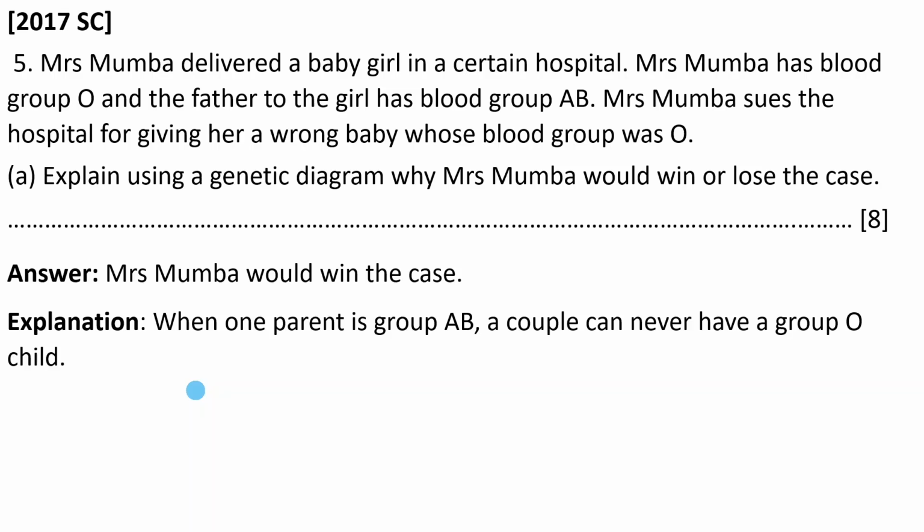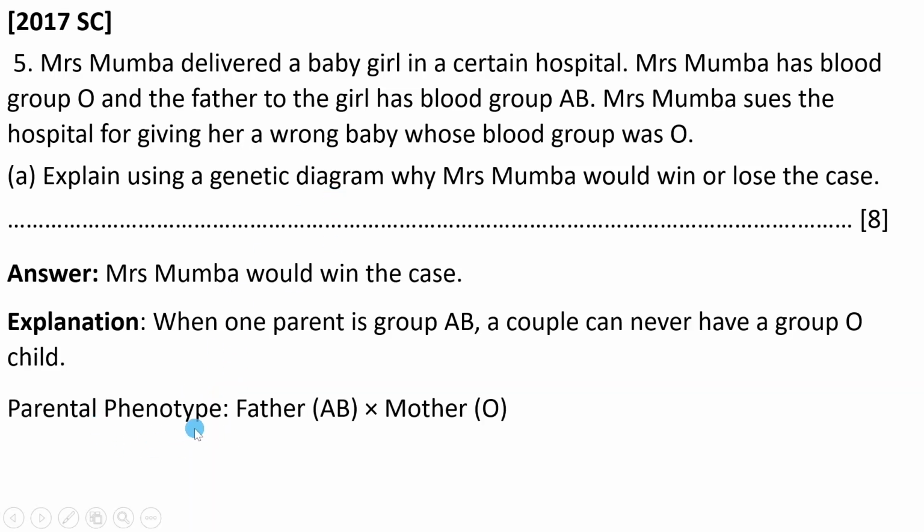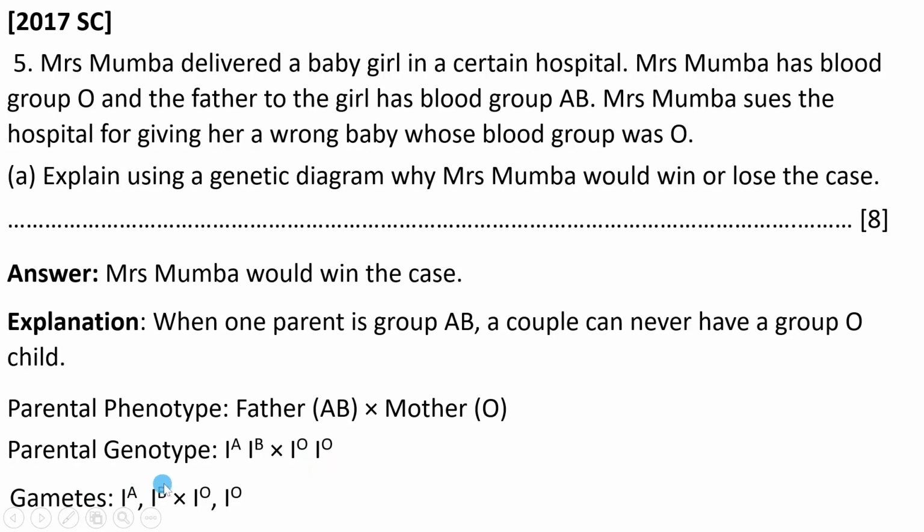So now, using a genetic diagram to show that, say parent phenotype, we have the father whose blood group is AB and the mother blood group O. Okay, that is what their blood group is physically. Then in their parental genotype, blood group AB is always controlled by alleles A, B. Then blood group O is controlled by the homozygous alleles OO. So now the gametes that are crossing are these. These are the gametes available.